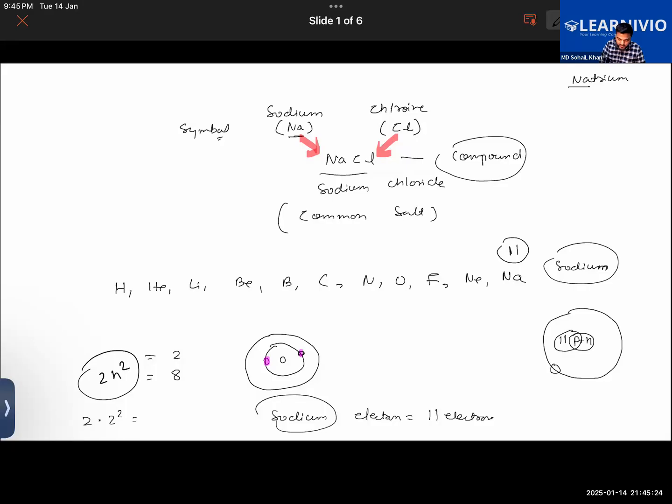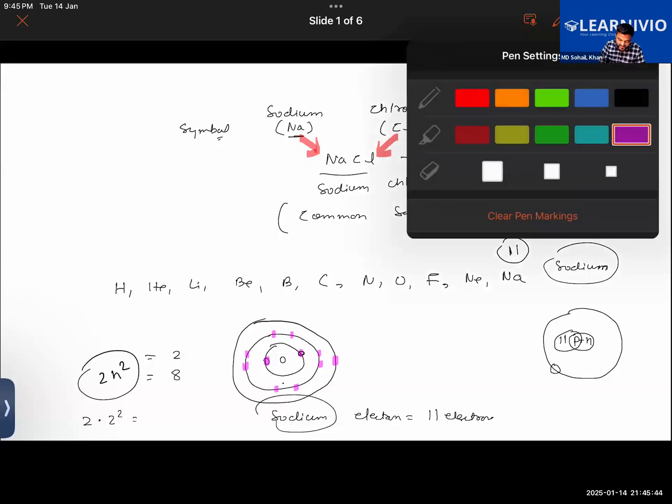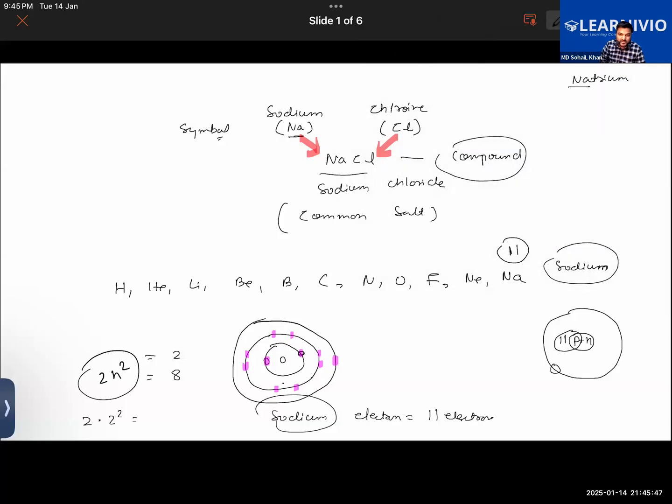Okay. So 2 already goes to the first shell. Now in the second shell, we are going to put how many? Total 8. So 2 plus 8 is 10. One electron is still left because the total electrons in sodium is 11. So one goes to the outermost orbit. But here's the problem: the atom is not in a happy state. It is not satisfied. So what will it do? It will get rid of this extra electron. Getting it, right? So it will be losing it.